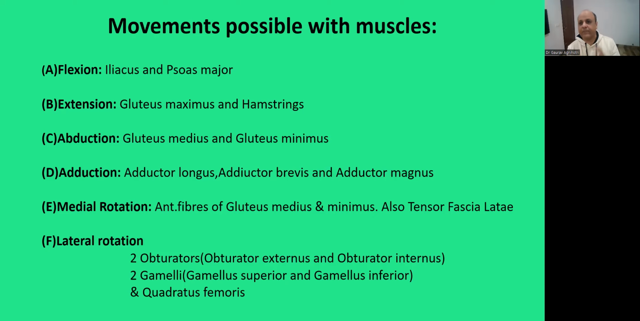Lateral rotation is done by two obturators. So what are the two obturators? Obturator externus and internus. Two gemelli. What are the two gemelli? Gemellus superior and inferior, and the quadratus femoris. So remember, students, these are the muscles performing the different movements at the hip joint.